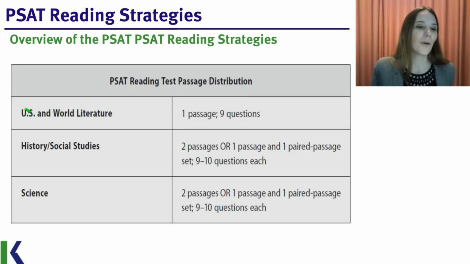Now, you're also going to see history, social studies, and science type passages. So these are our non-fiction passages. You're going to see 2 of each. So you're going to see 2 science passages and 2 history, social studies passages. One of those 4 will be what we call a paired passage set, which means it's 2 shorter, kind of related passages, and the questions pertain to either one or both of those passages. You'll see one of those paired passage sets on test day, and it's going to come either from the history, social studies, or the science passage.